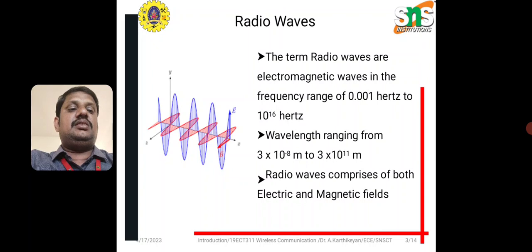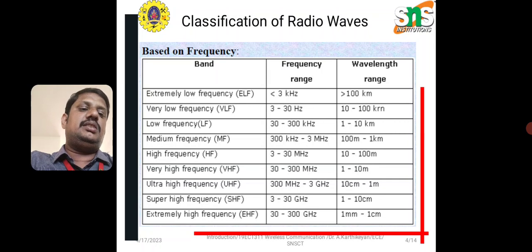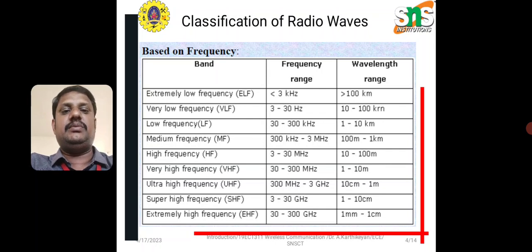Radio waves comprise both electric and magnetic fields. With the help of the electric and magnetic fields only, the EMF will be possible. These are the frequency ranges, the classification ranges. That is ELF, extremely low frequency, less than 3 kilohertz, up to 30 to 300 gigahertz, the extremely high frequency range. The wavelength range is greater than 100 kilometers down to 1 millimeter to 1 centimeter. When the frequency is high, automatically the wavelength is minimum. When the frequency is low, automatically the transmission distance is high. So these are the main things.